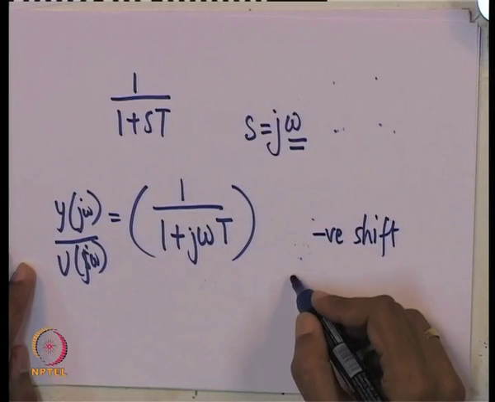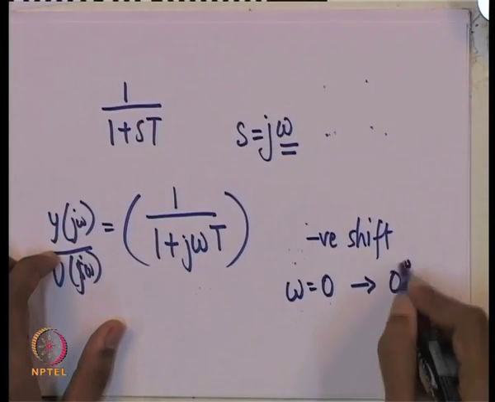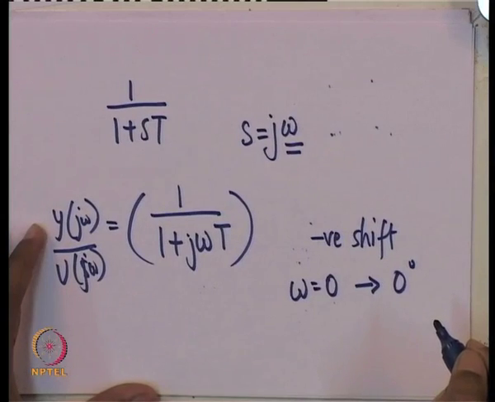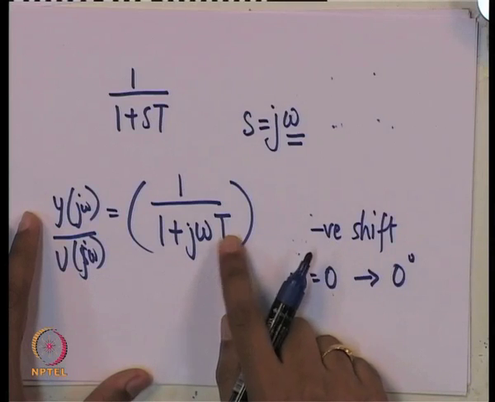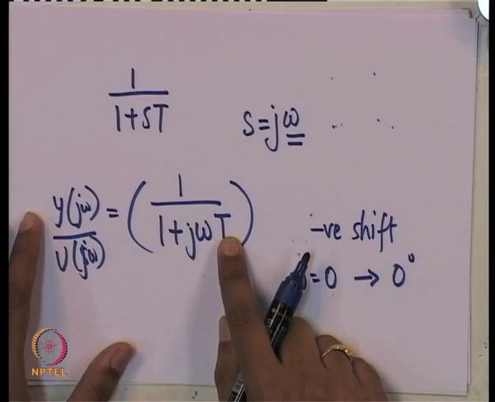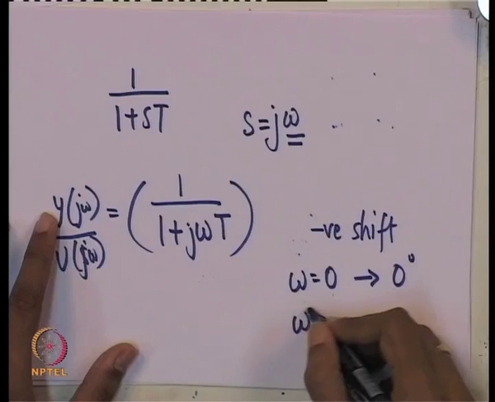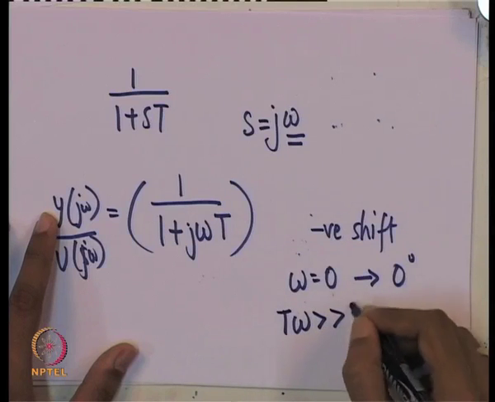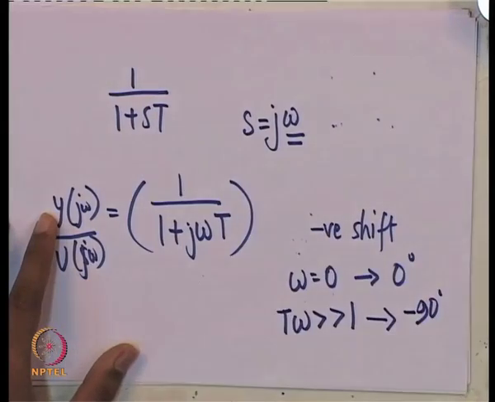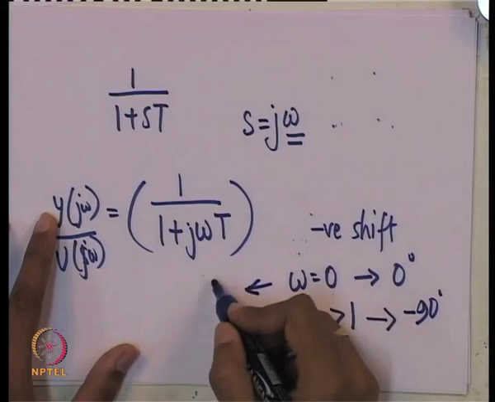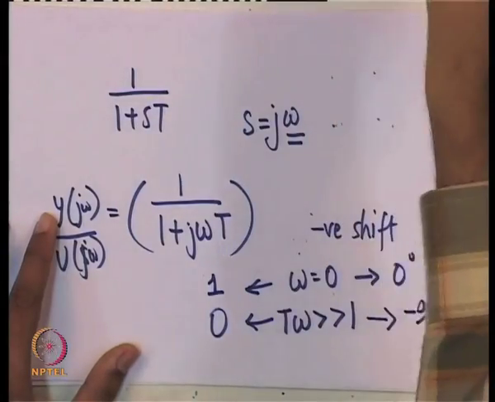At omega equal to 0, the phase shift is 0 degrees. At omega tending to a very large value, which in this context means omega T is much greater than 1, you will find that the phase shift is minus 90 degrees. Similarly, at omega equal to 0 the gain is 1, but the high frequency gain is 0, which correlates well with the step response.